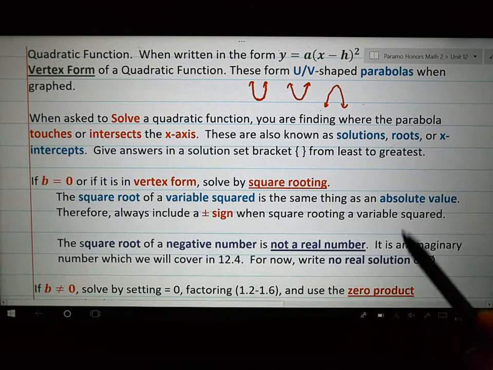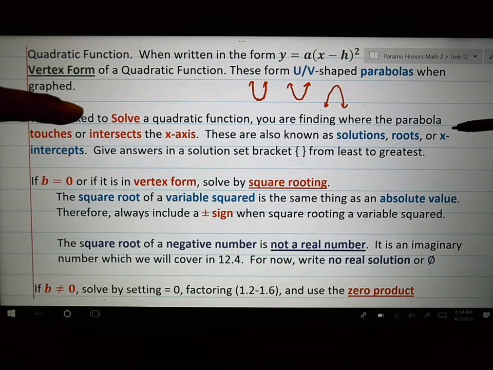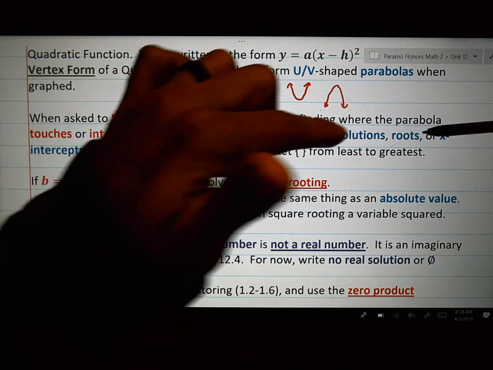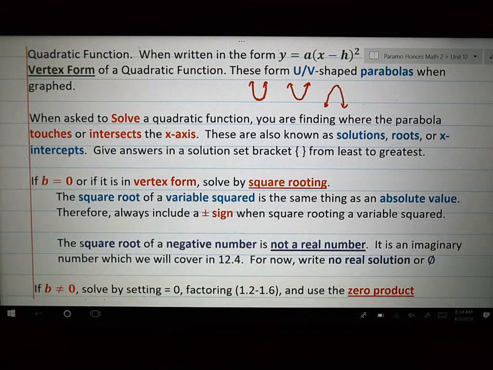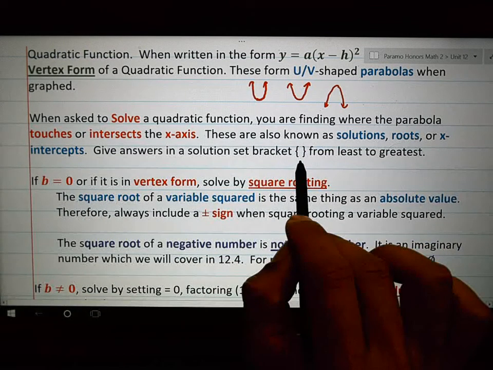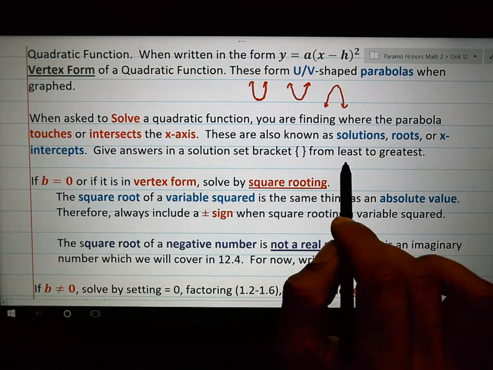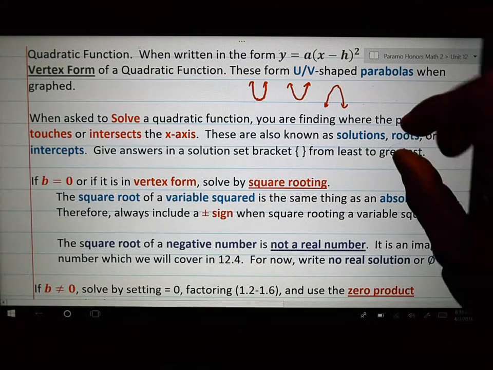And I have to bring in my AMA background. My AMA background says that if I don't tell you that these are also called solutions or roots or x-intercepts, then I am not doing you justice. So we're finding solutions, we're finding roots, we're finding x-intercepts. That all means the same thing. And we're going to give our answers in a solution set bracket. These are called curly braces. And if you wouldn't mind giving them in order from least to greatest, I would appreciate it.